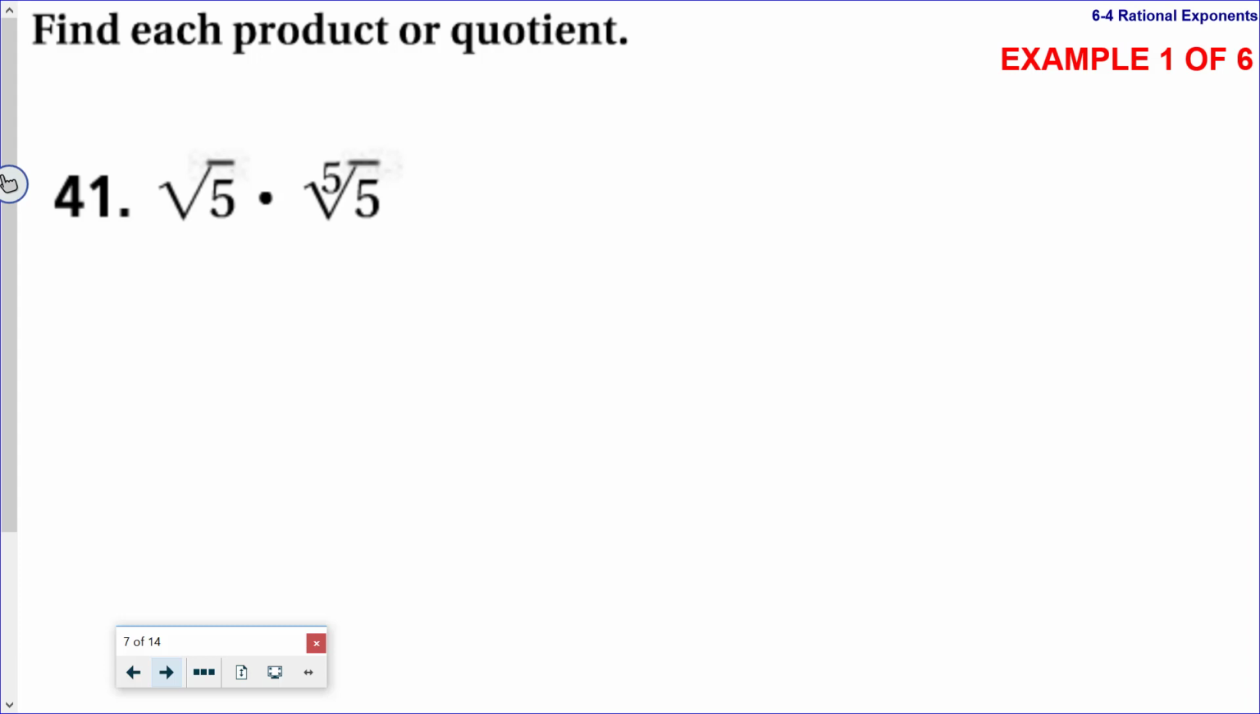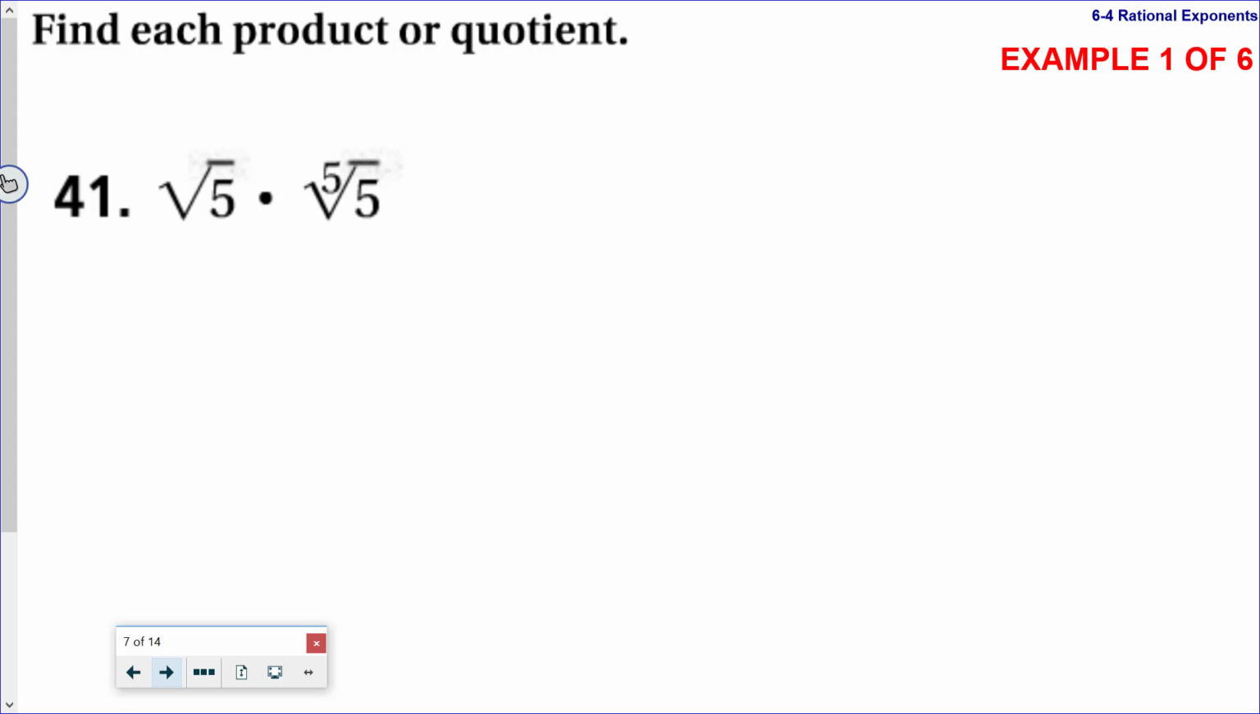In unit 6.2, the rule for multiplying. In order to multiply, you have to have the same index. You remember that rule? So you can't just say radical 25. They don't have the same index. So that won't work here. Does everyone see what I'm talking about?